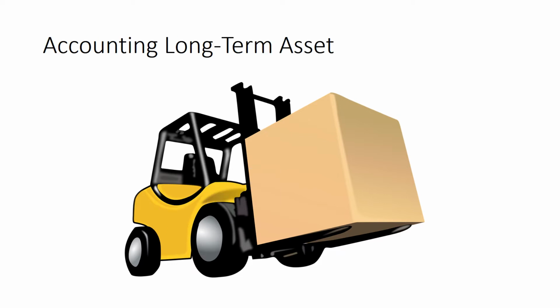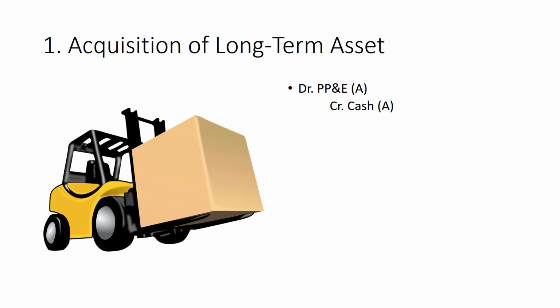So really, we have to think about three phases for accounting for long-term assets, and I'll just use the forklift as an example. In the first phase, we'll acquire our long-term assets. So we'll pay cash, so cash is going to go down, we'll credit cash, and now we have an asset, so we'll debit PP&E.